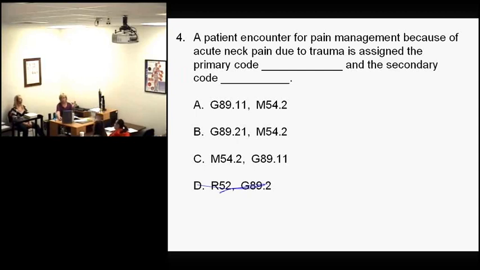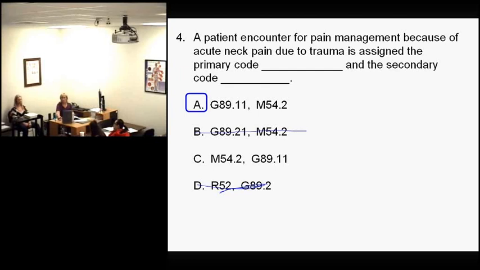M54.2, what is that code? Neck pain. It's the neck pain, right? So we need that. G89.21, is that chronic or acute pain? So that goes away, right? So then we get down to how this is supposed to be sequenced. What does the guideline say? G89 has to be first.